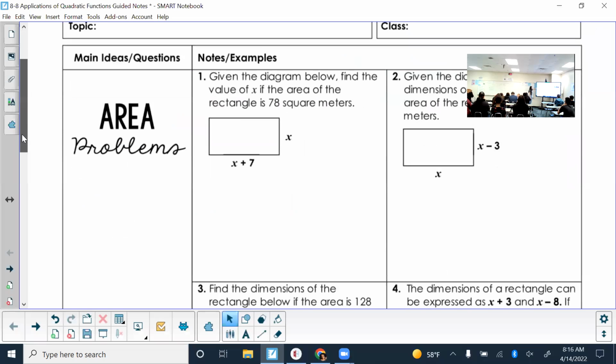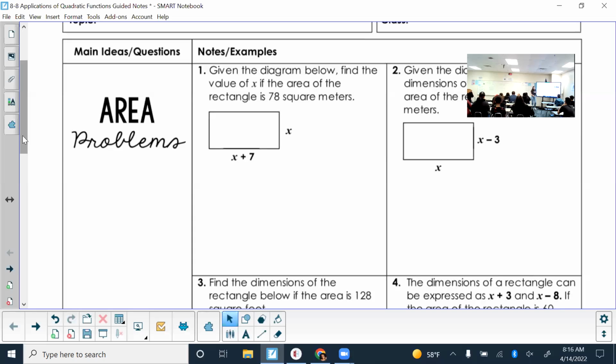Let's start with the area problems. And for quadratic functions, we usually just look at area of rectangles. What's the formula for area of rectangles?